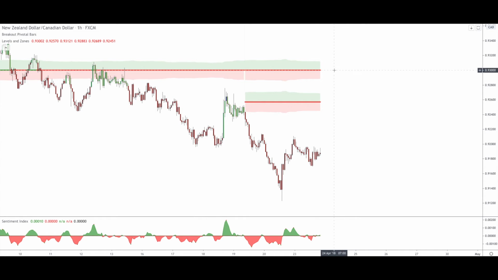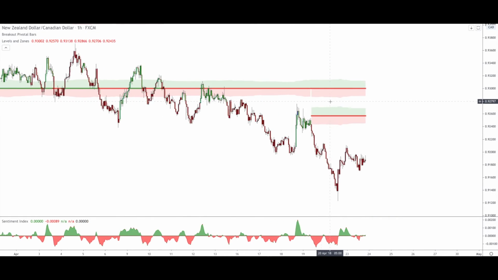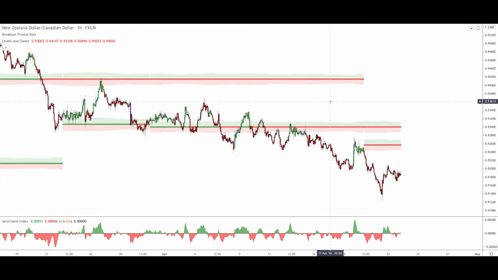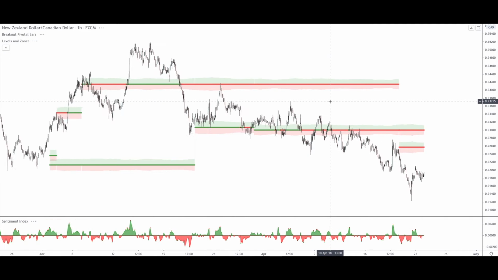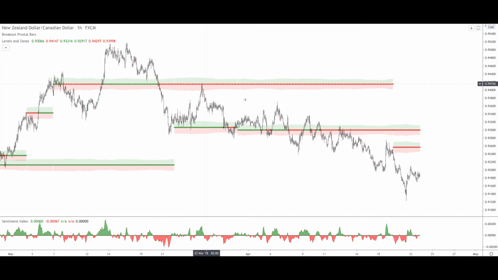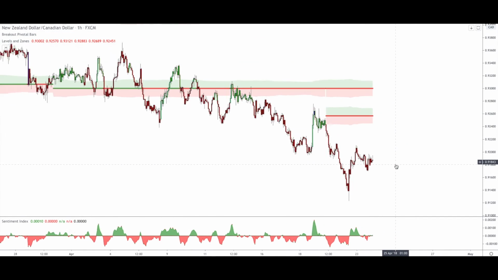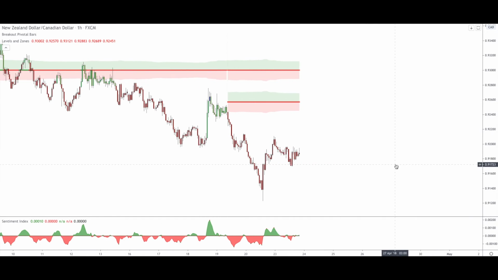In this case we have two resistances, so not one but even two, and if we have a macro view over what's going on, we can see that we are clearly in a downtrend movement. So what we are looking for right now is a continuation of this downtrend movement.